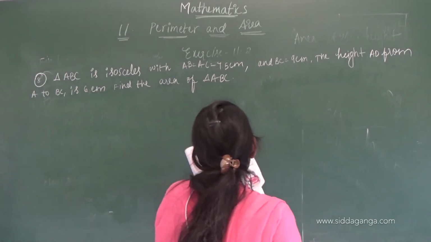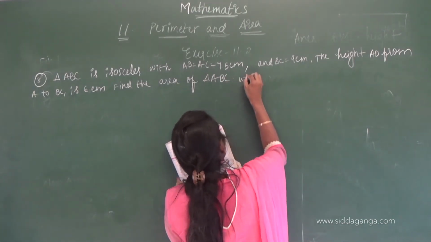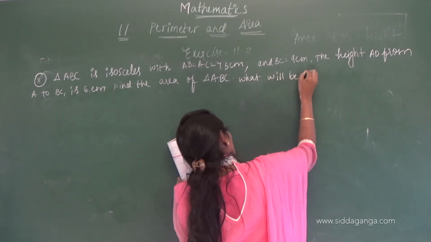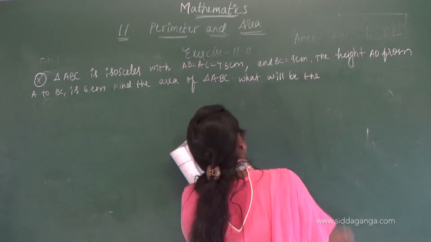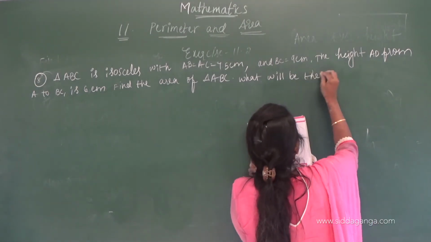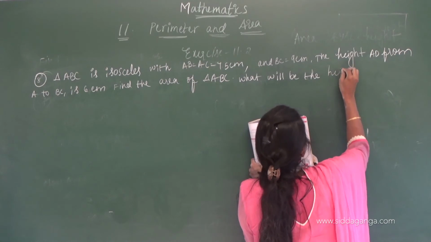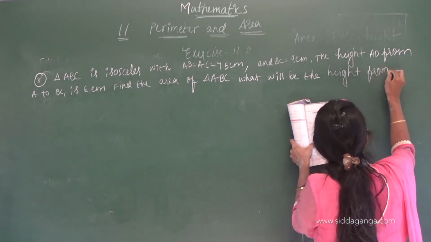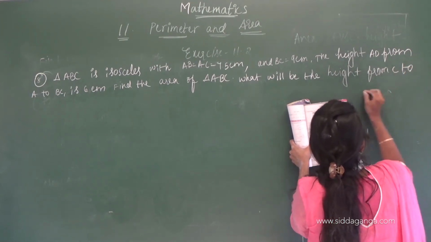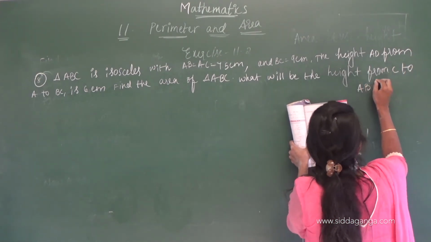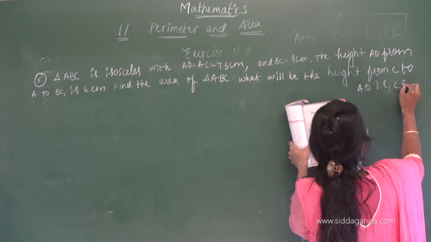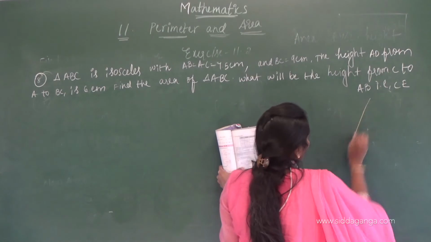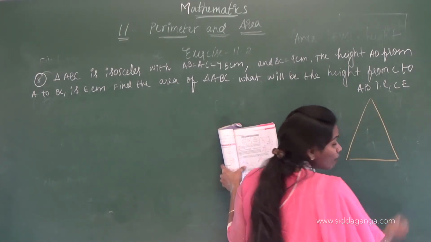What will be the height from C to AB, that is CE. One triangle they have given. What is the triangle name?